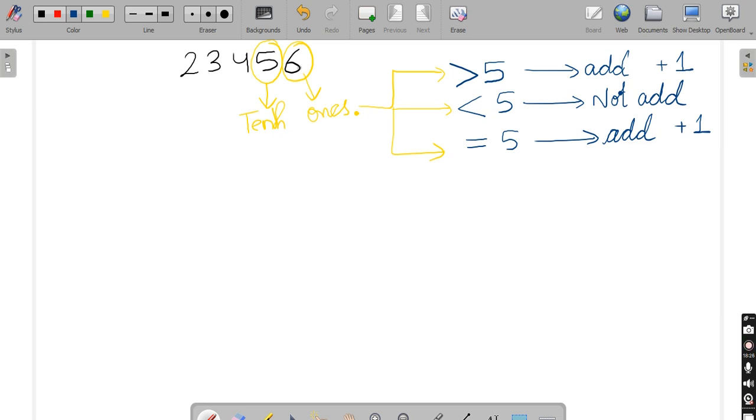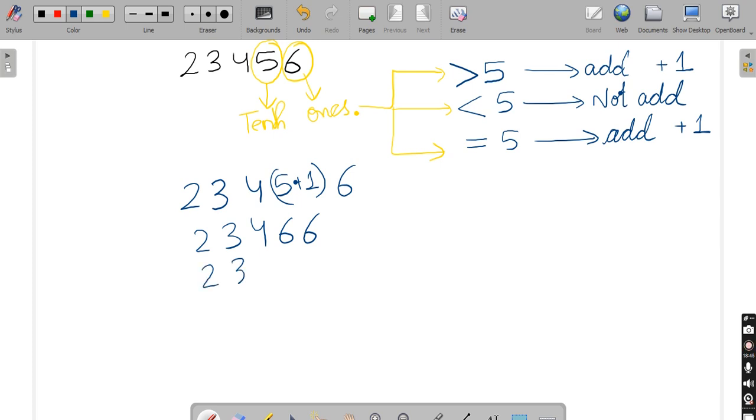Now in 2 3 4 5 6, the 6 is greater than 5, so I will write the number 2 3 4, and in place of 5 I will add plus 1, so 5 plus 1 becomes 6. Then here also 6. Once I get this estimated number, after that I will put 0 in the ones place.